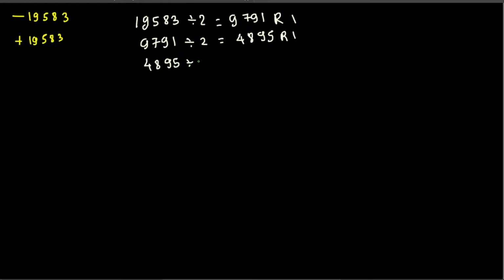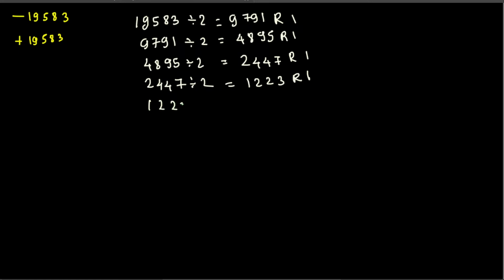4,895 divided by 2, that gives us 2,447, and the remainder is 1. And then 2,447 divided by 2, that gives us 1,223, and the remainder is 1. 1,223 divided by 2, that gives us 611, and the remainder is 1.